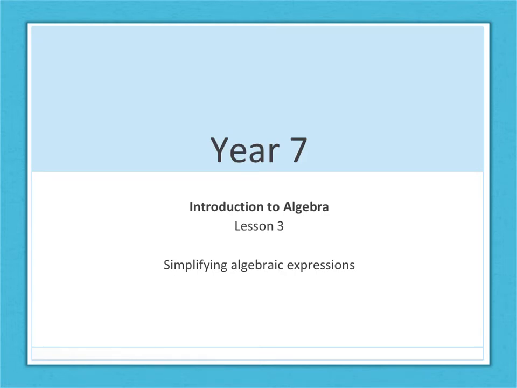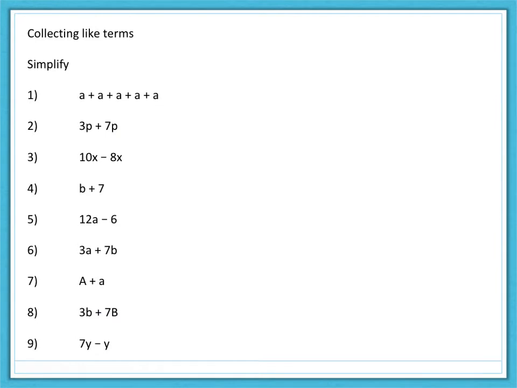Year 7 Simplifying Algebraic Expressions. This is part 1 of the content on simplifying algebraic expressions. So we're going to start off by talking about collecting like terms. Now, like terms are terms which are of the same form.